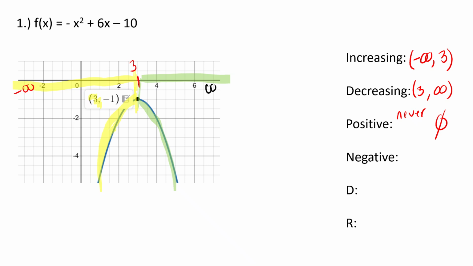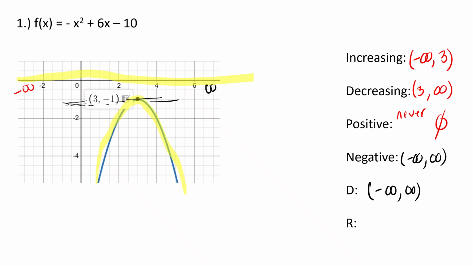And what it also means is that it's negative everywhere. So if you were to try to highlight where this thing is negative, you would end up doing something like this, where you're like, that's everywhere. That's all the way from negative infinity to positive infinity. And so that would be your negative interval. Your domain, if it's a quadratic, is always all real numbers. And then our range here is -1 and downward. It does include the -1.